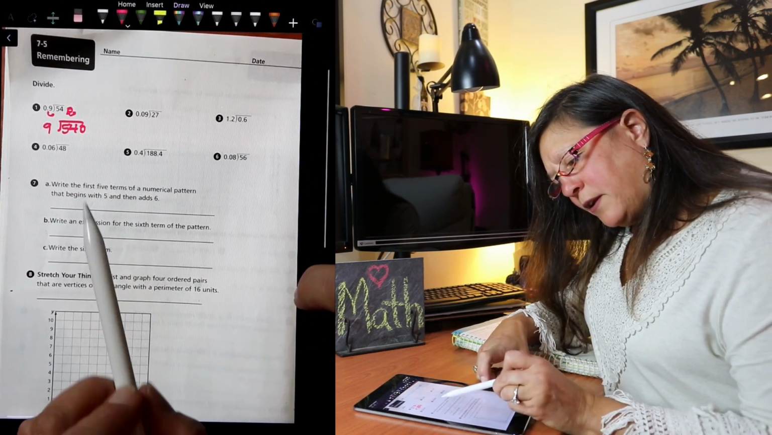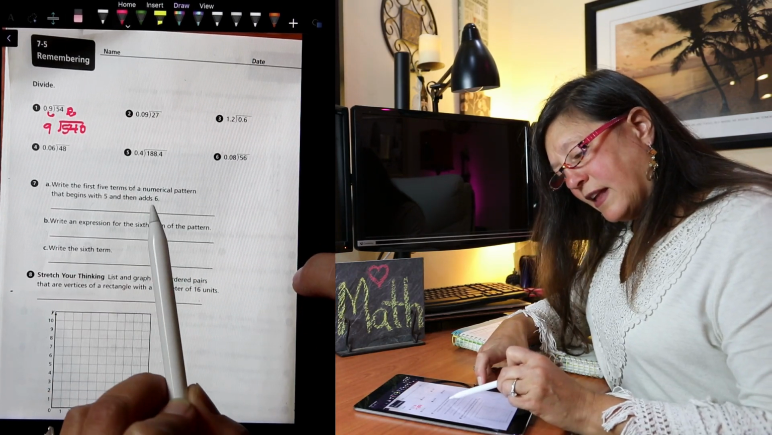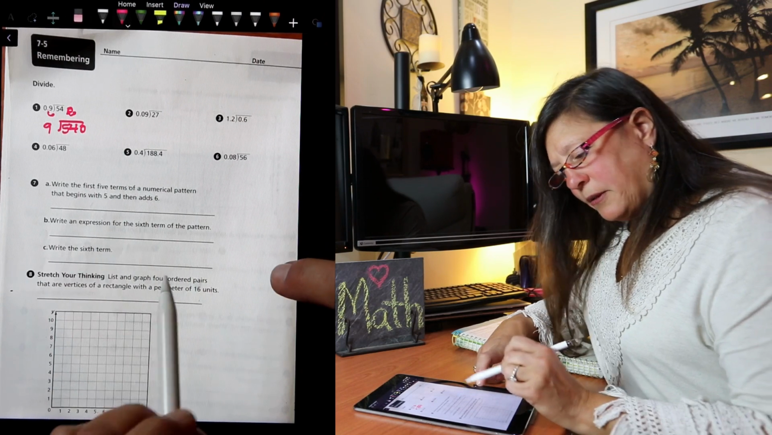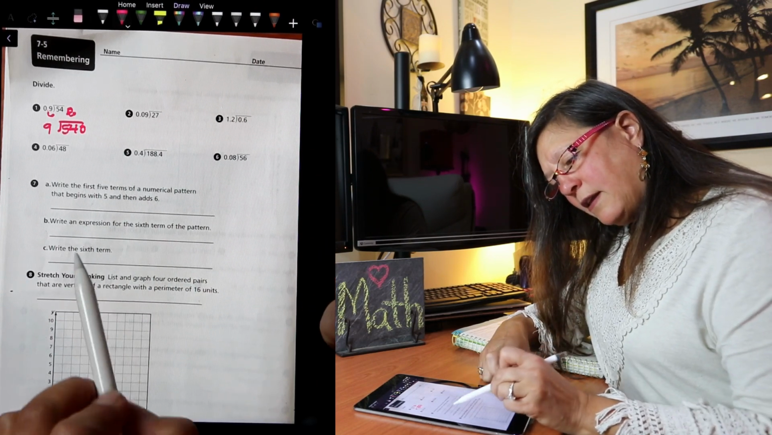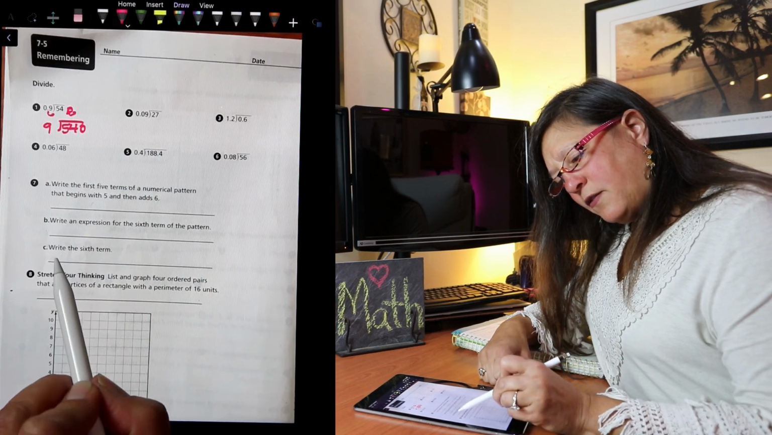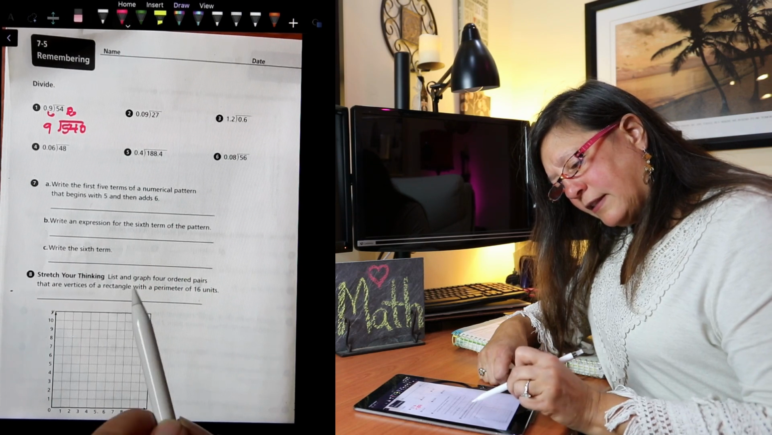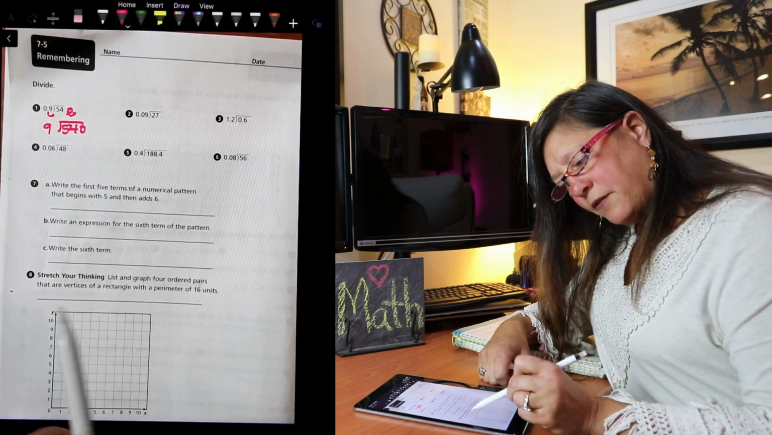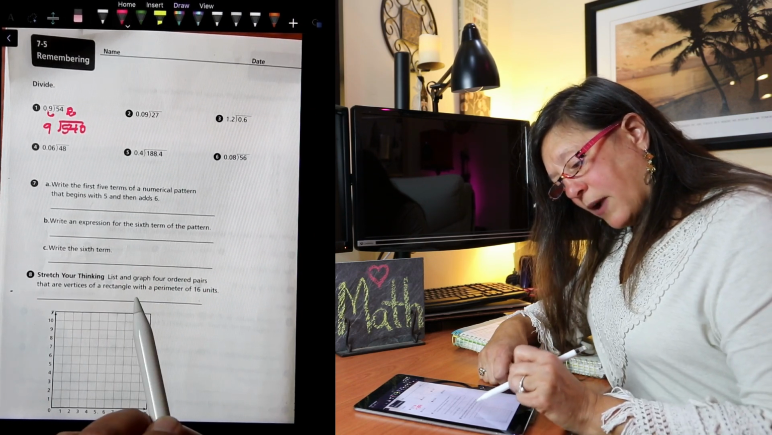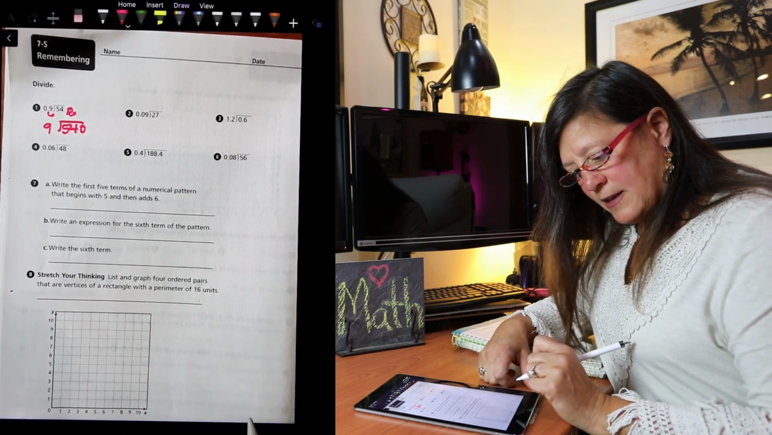More remembering, write the first 5 terms of a numerical pattern that begins with 5 and then add 6. Couple lessons back to help you with that. Write an expression for the 6th term of the pattern. C, write the 6th term. And then 8, stretch your thinking. List and graph 4 ordered pairs that are vertices of a rectangle with a perimeter of 16 units.